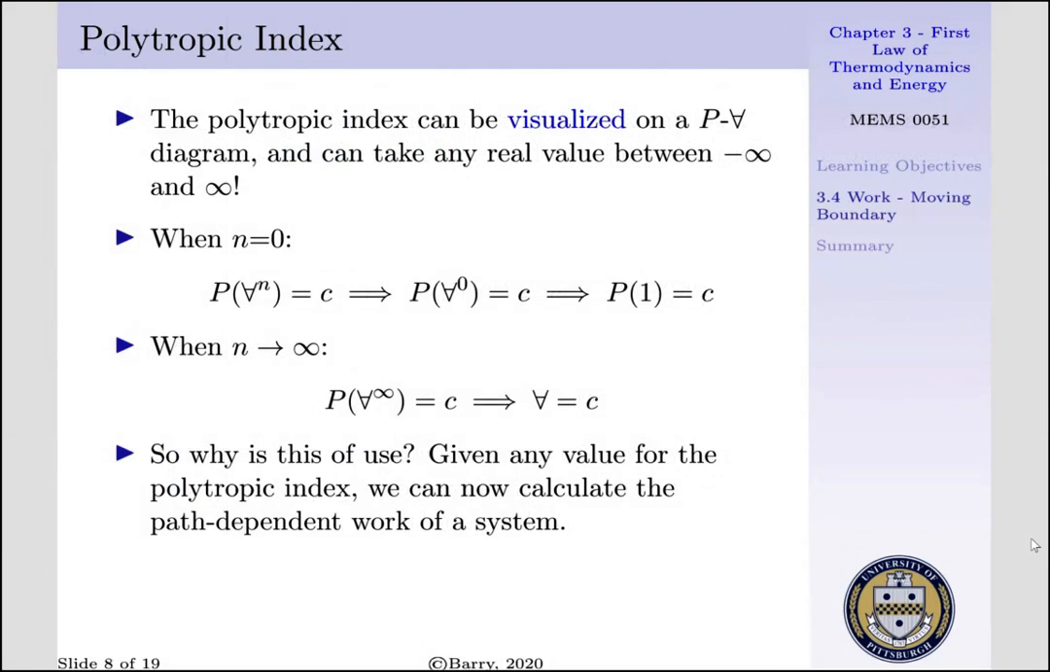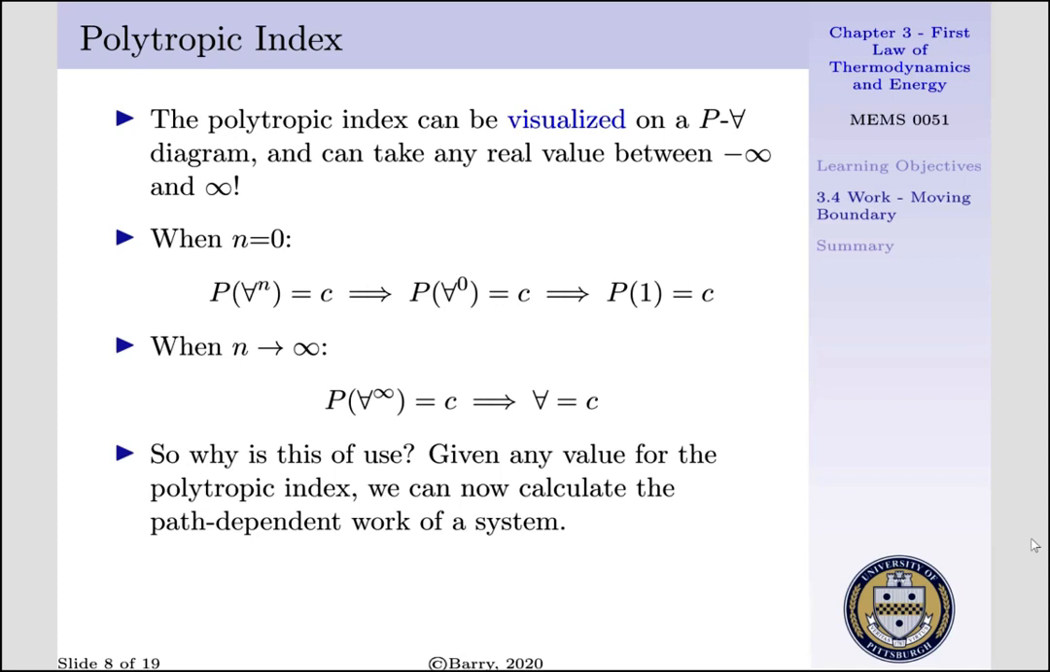Now, our polytropic index can be visualized in the following link on a PV diagram, and we see that n is bounded between negative and positive infinity. N can exist as a negative number. Now, when n is equal to 0, let's look at our polytropic process equation. P v to the n is equal to constant, or P v to the 0th power is equal to constant. V to the 0th power is equal to unity, which means our pressure is a constant.